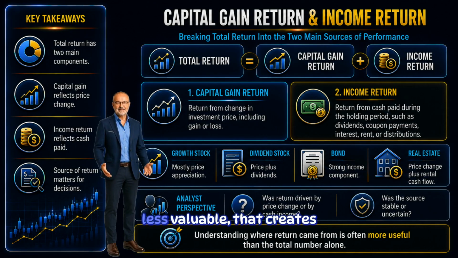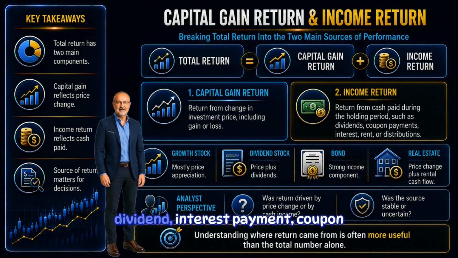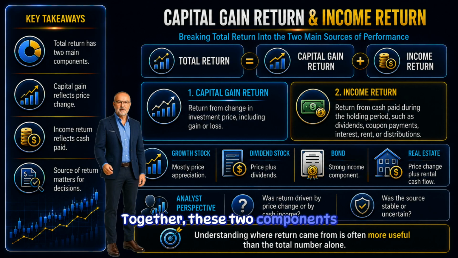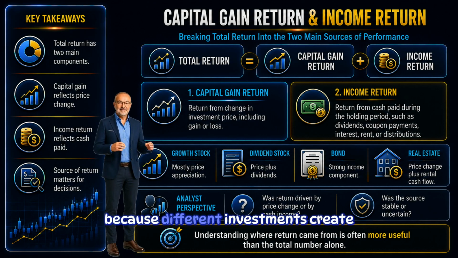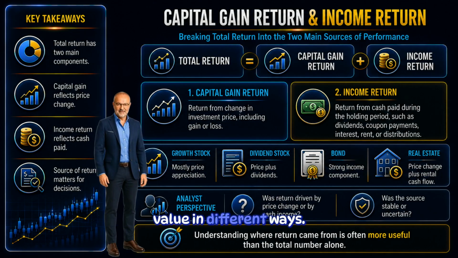If the asset becomes less valuable, that creates a capital loss. The income return comes from cash paid by the asset during the holding period. This could be a dividend, interest payment, coupon payment, distribution, rent, or another cash flow received by the investor. Together, these two components explain the total return. This breakdown is useful because different investments create value in different ways.